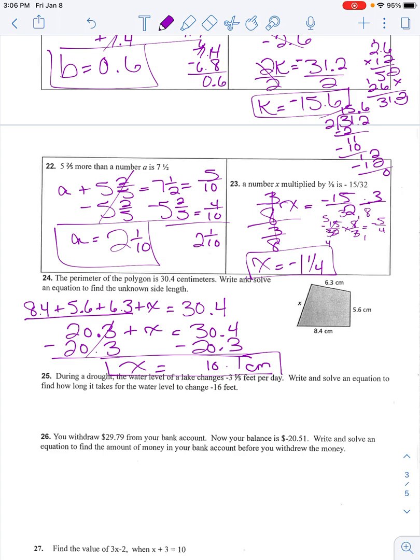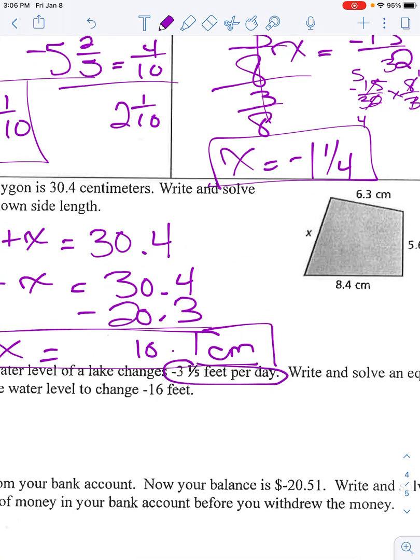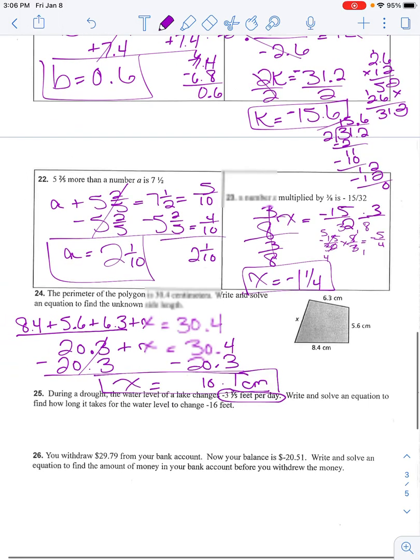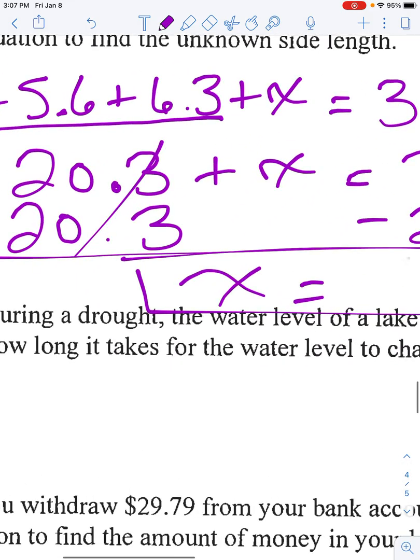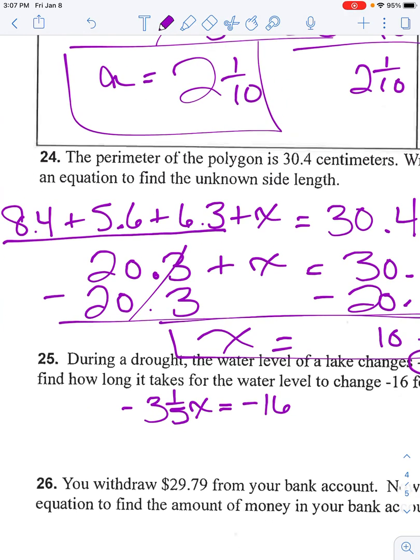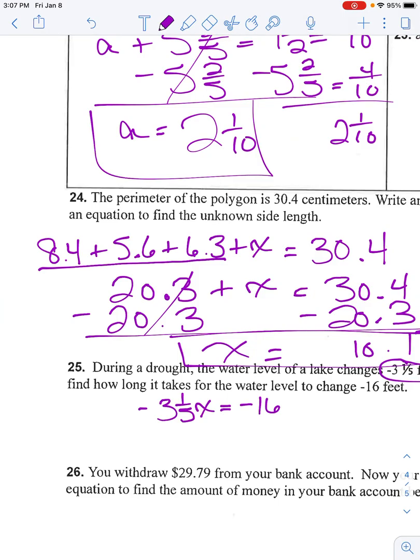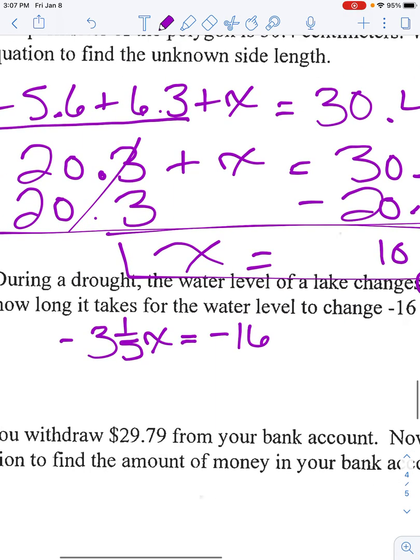Okay. 25. During a drought, the water level of a lake changes at -3 1/5 feet per day. Per day, each day. That tells us we're going to be using a variable. Write and solve an equation to find out how long it takes for the water level to change by -16 feet. Okay? The water level changes -3 1/5 feet per day. How long? Until it's at -16.